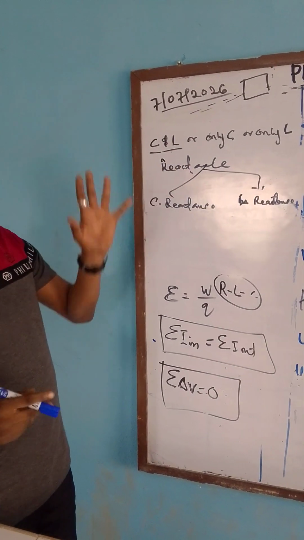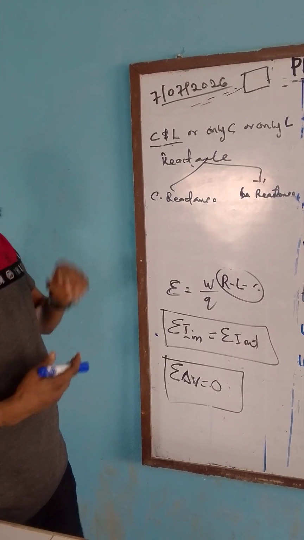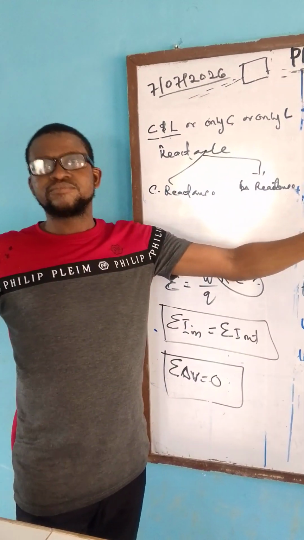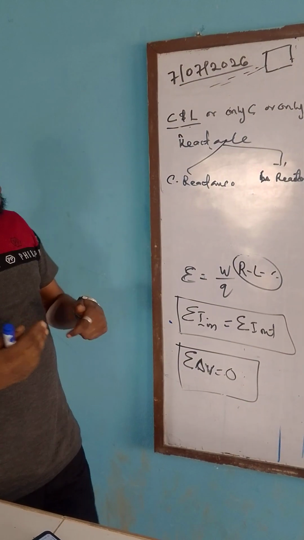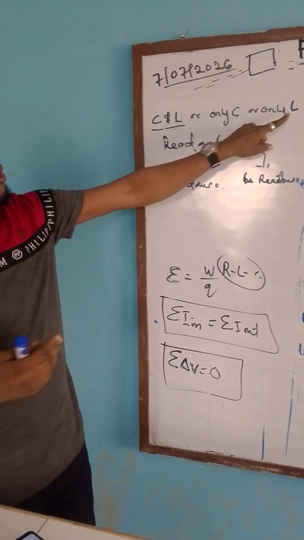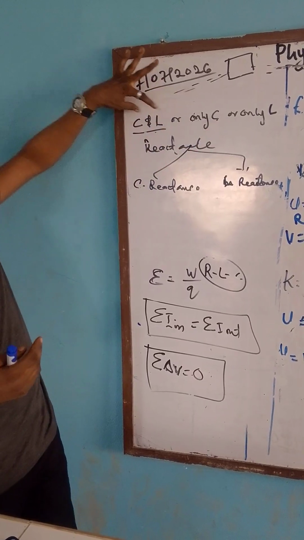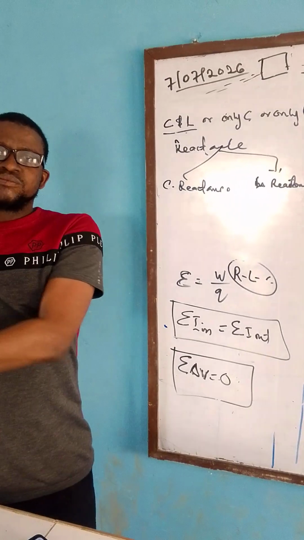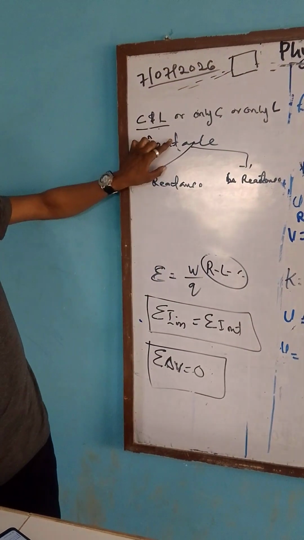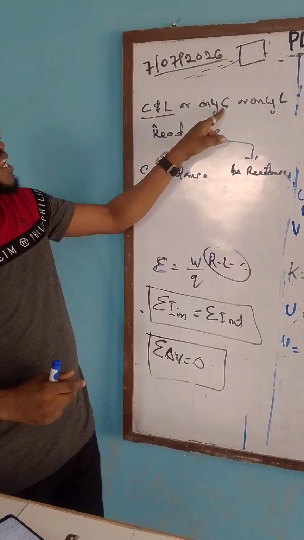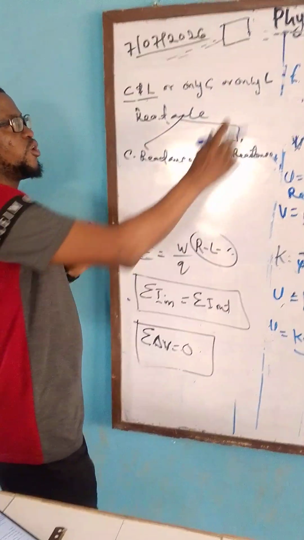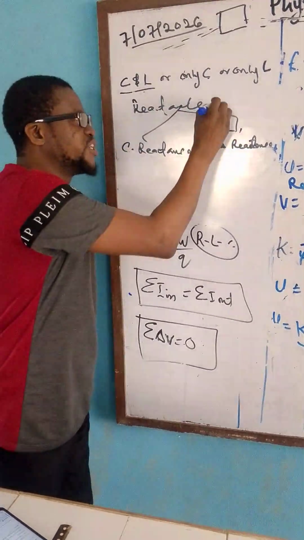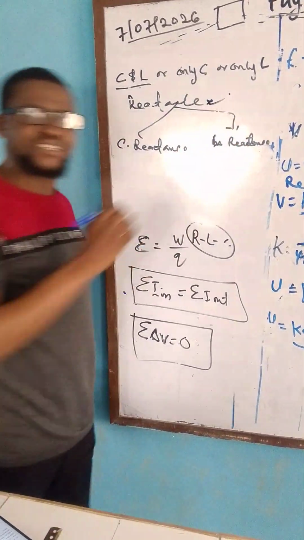I want you to understand what I am saying very well. There are two types of circuits in an AC. We have a circuit where only an inductor or only a capacitor, or both of them, are used to regulate current. That one is called reactance. So either only a capacitor is used, or only an inductor is used, or both of them are used. That situation in AC is called reactance.